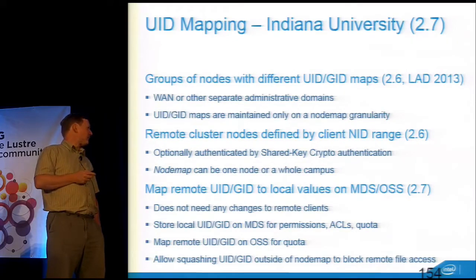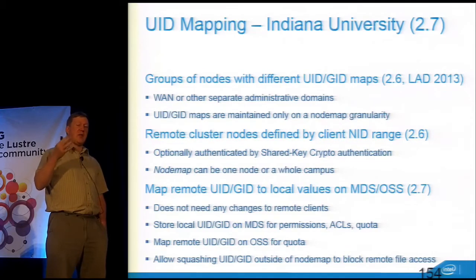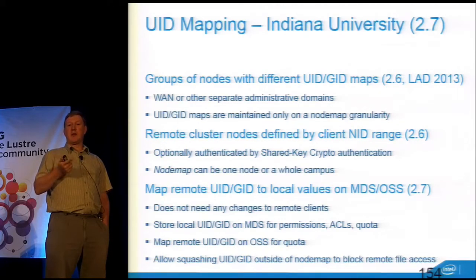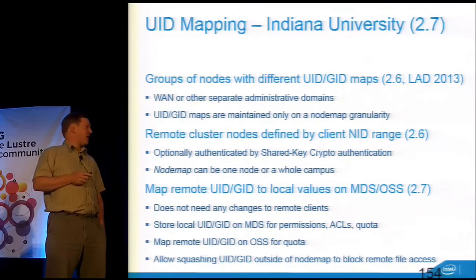Parts of that infrastructure have gone into the 2.6 release. Unfortunately, the part that actually does the mapping didn't make it in with 2.6. You can instantiate node maps and ID maps, but the mapping itself has to handle not only the regular RPC mapping, but also ACLs, which is more complicated. It has to handle quota and things like that, because the IDs that are stored on disk on the servers need to be consistent with the remote systems and the local systems.